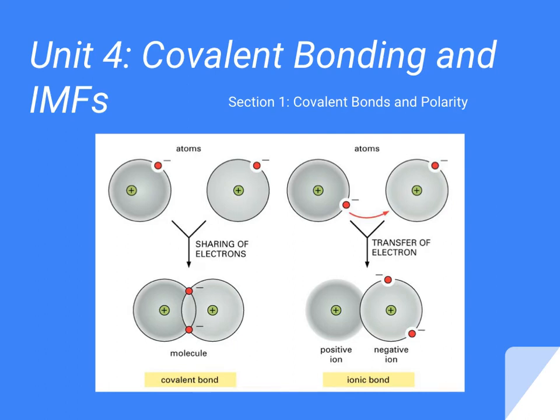Hello everybody, this is Unit 4 Covalent Bonding and IMFs. We're going to start off with just doing the basics of covalent bonds and polarities. And what I like about this starting picture is that it really does what we did in our Venn diagram, where it's comparing the difference between ionic and covalent.